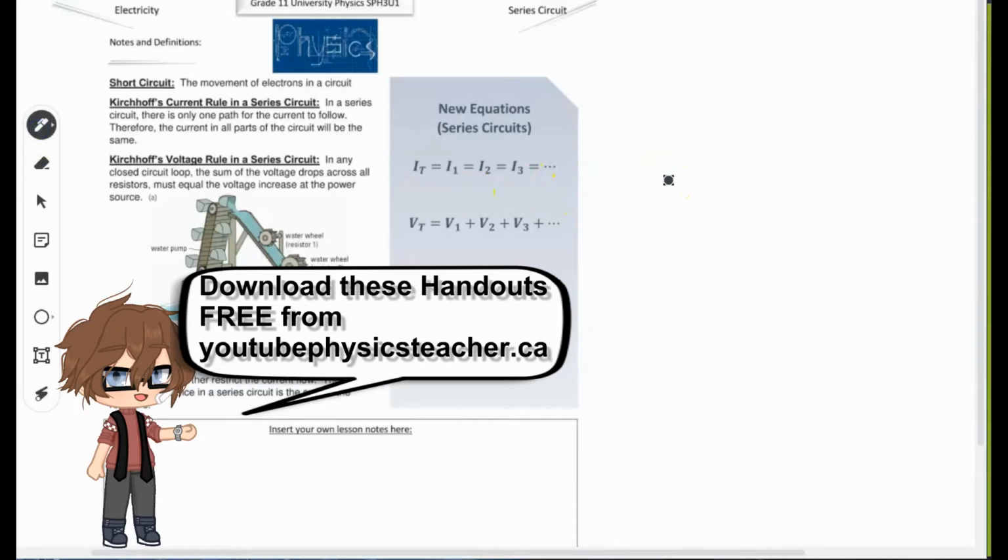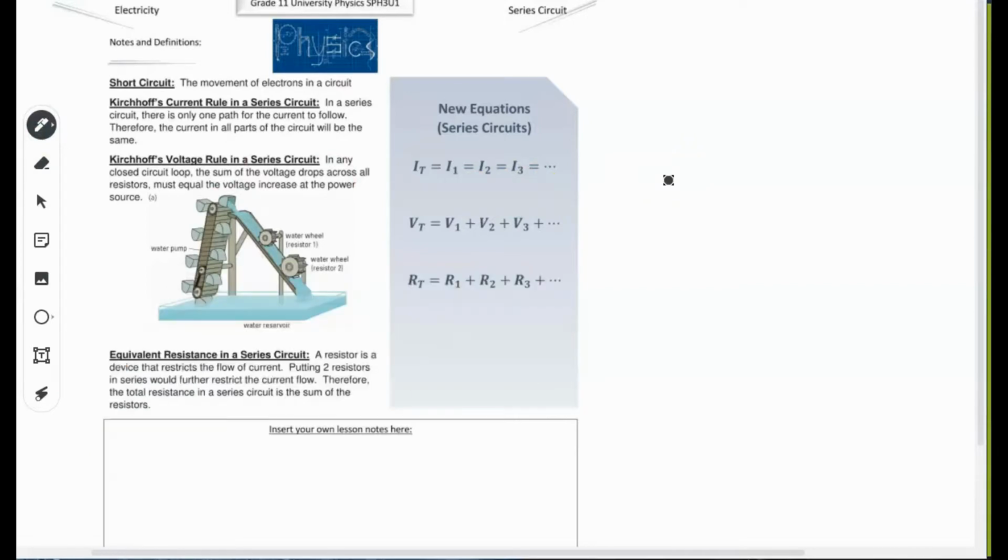Alright, so today's lesson we're going to focus on series circuits only, and we're going to go over Kirchhoff's current and voltage rule for series circuits, and then I'm going to talk about equivalent resistance. So let's draw a basic series circuit with some resistors. How about I just put in two resistors?